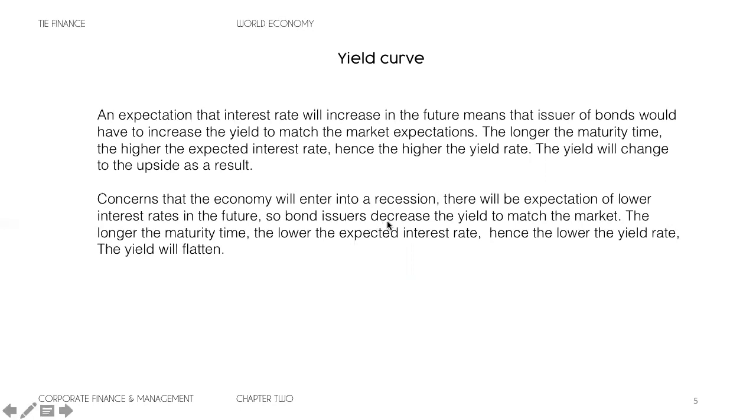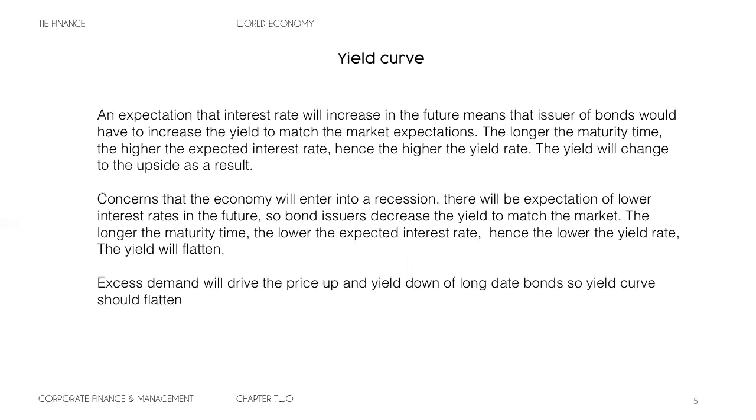So bond issuers will decrease the yield to match the market's future expectations. And the longer the maturity time, the lower the expected interest rates, hence the lower the yield rate. And the yield curve will flatten as a result, right? So excess demand will drive the price up and the yield down of long-dated bonds, so yield curves should flatten.